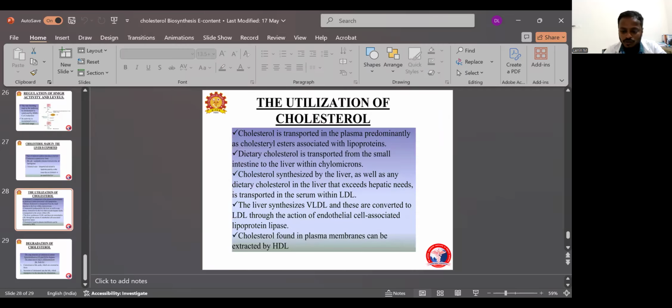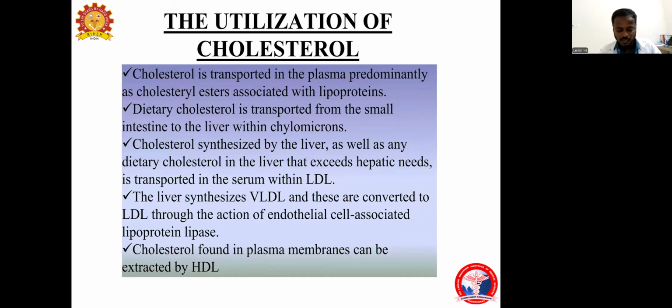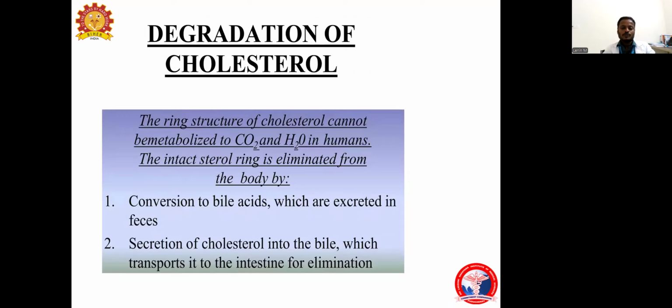So this is all for cholesterol biosynthesis and its regulation, and the other structures have all been discussed. This is the summary of the class. You can read and open your book, and if you have any doubt, please come and talk with me. Thank you.